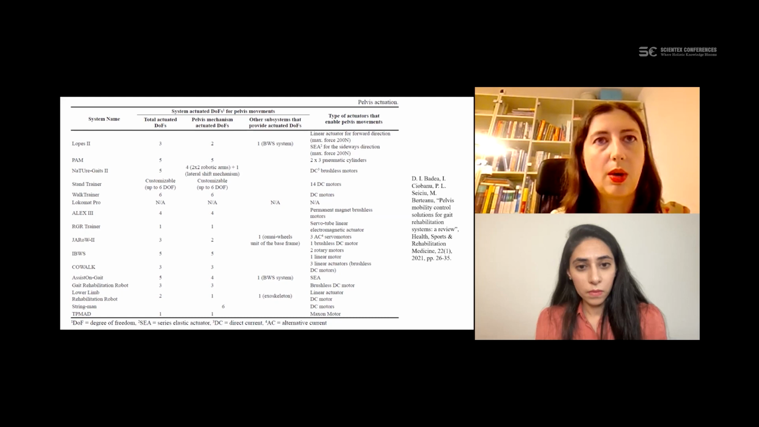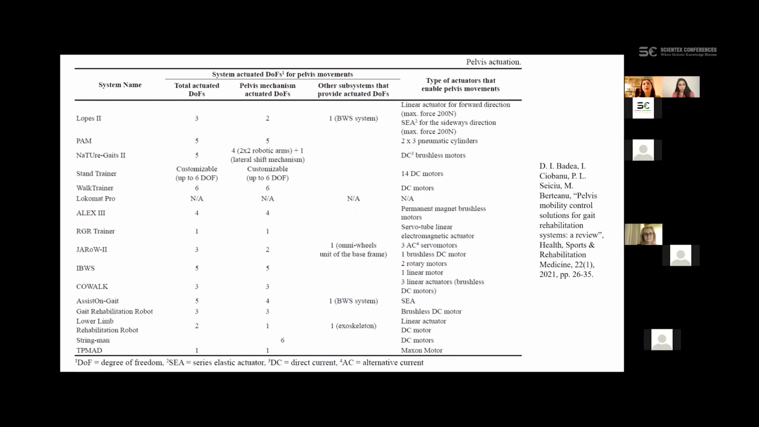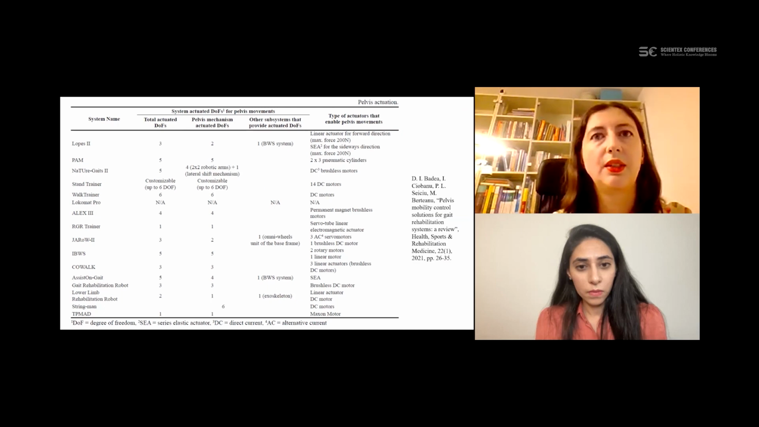Walk Trainer and Strongman have 6 actuated degrees of freedom for pelvis movements, while Stand Trainer is customizable and can provide up to 6 active degrees of freedom. PAM, Nature Gate 2, IBWS, and Assist On-Gait have a total of 5 actuated degrees of freedom. RGR Trainer and TPMAD have only 1 actuated degree of freedom, and the lower limb rehabilitation system provides only 2 active degrees of freedom. Walk Trainer has selective compliance, which means that a physician can decide what degrees of freedom should be made compliant.